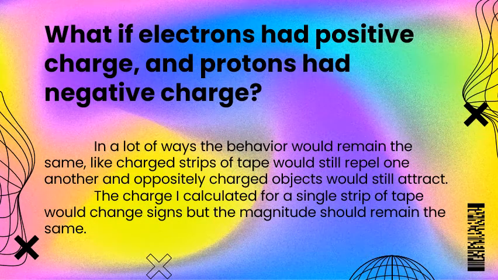And then our first what-if question: if electrons had a positive charge and protons had a negative charge, what would change, and what would be the same? In a lot of ways, the behavior would still remain the same, because charged strips of the same charge would still repel one another, and oppositely charged objects would still attract. So the two strips of tape would still be in equilibrium and floating. The charge I calculated for a single strip of tape would change signs, but the magnitude should remain the same.